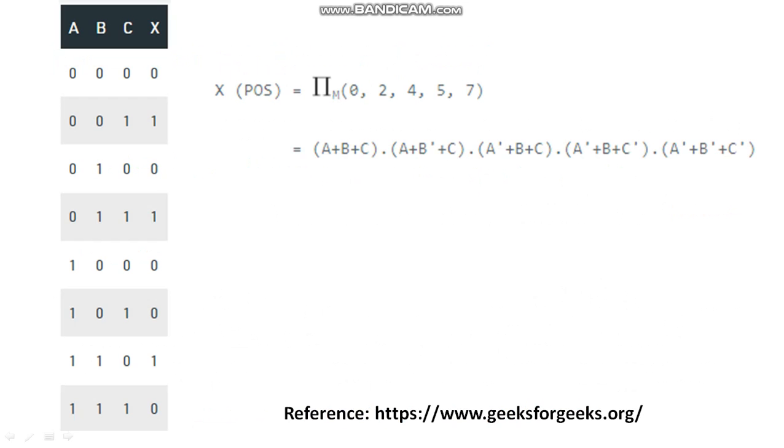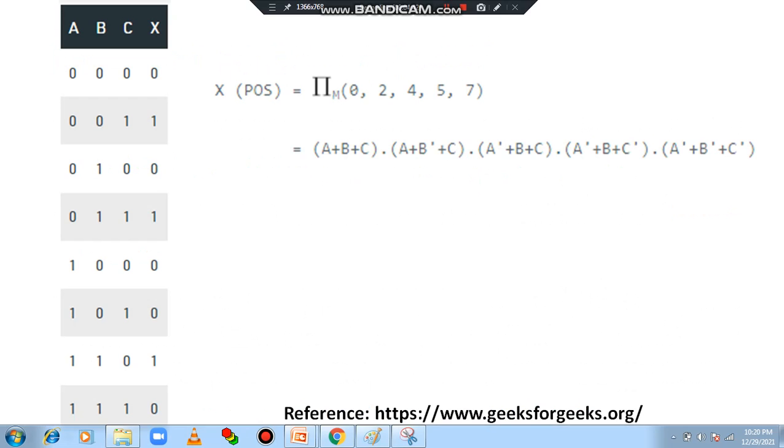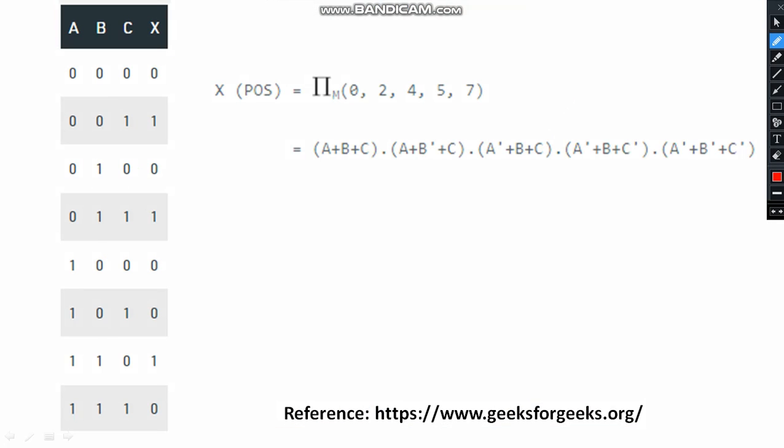Now I'll show you one simple example so that you will understand the concept very clearly. A, B, C are the inputs and X is the output. Now do one thing, how to represent POS. You take care wherever the output is 0. Look at this. Wherever the output is 0, you concentrate there.